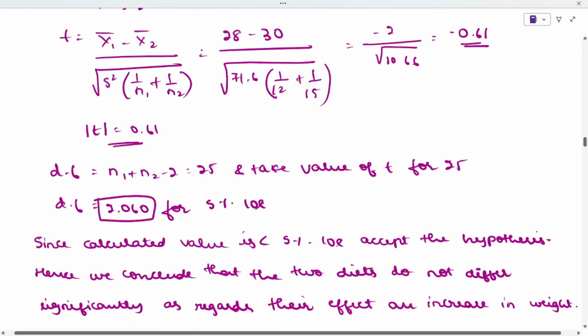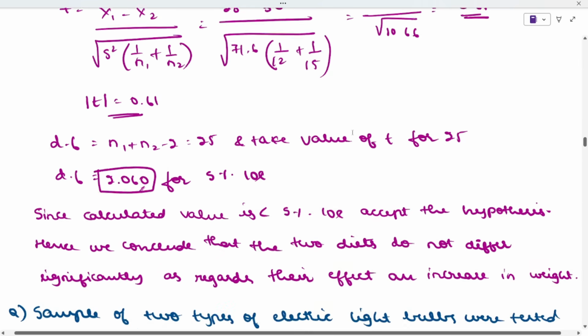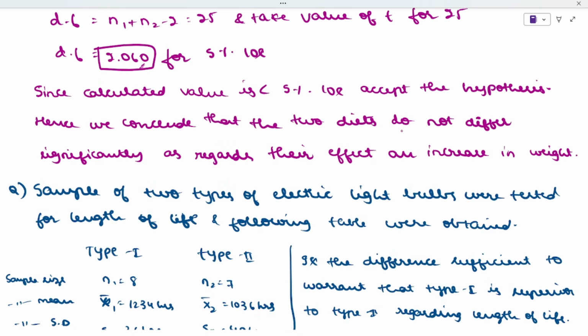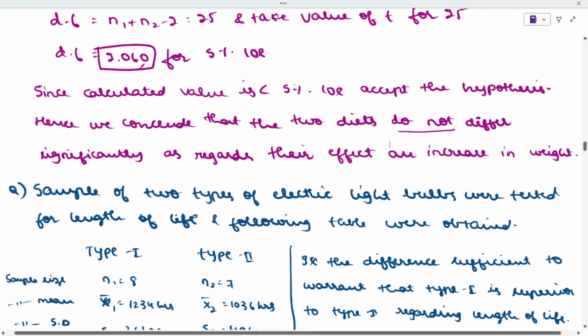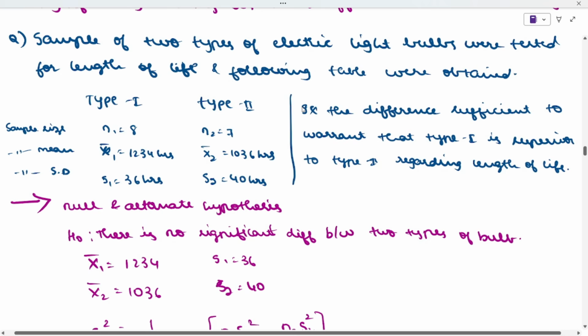2.060 is the answer. But the calculated value which you have calculated is 0.61. It is less than this tabulated value for 5%. So we will accept the hypothesis. We will conclude that it does not differ significantly as regards. If it is accepted, it will not. If it is rejected, it will accept.